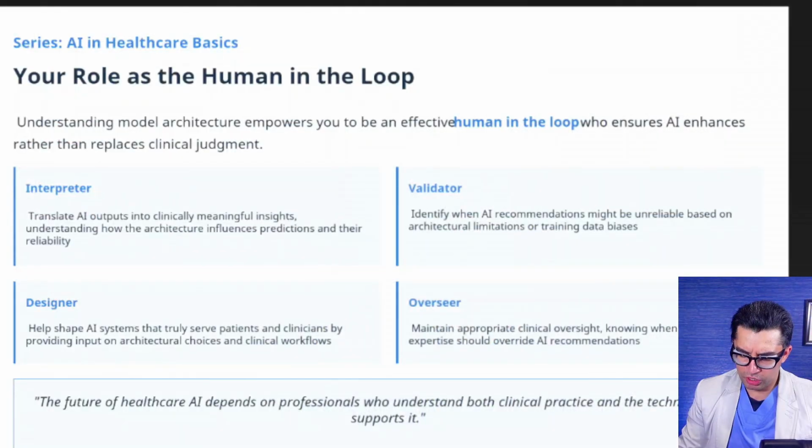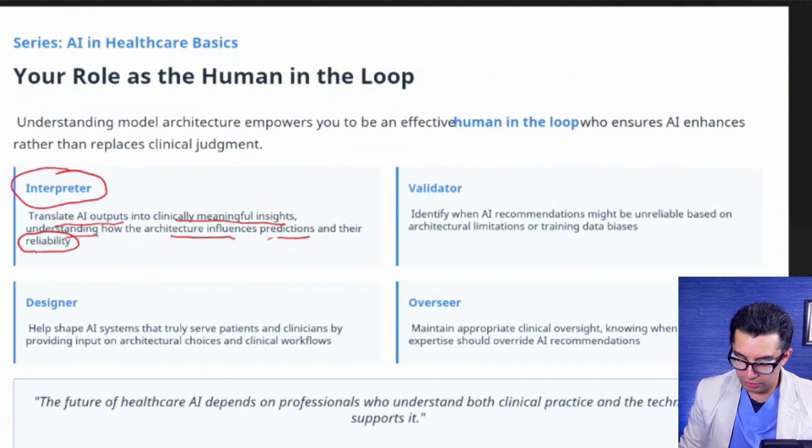So let's be a little bit more specific. Interpreter, you can have an interpreter role. You can help translate AI outputs into clinically meaningful insights, understanding how architecture influences predictions and their reliability. And we'll talk about reliability in a soon upcoming lecture because there are a lot of KPIs that we need to actually work on. But probably we will not cover that in this lecture.